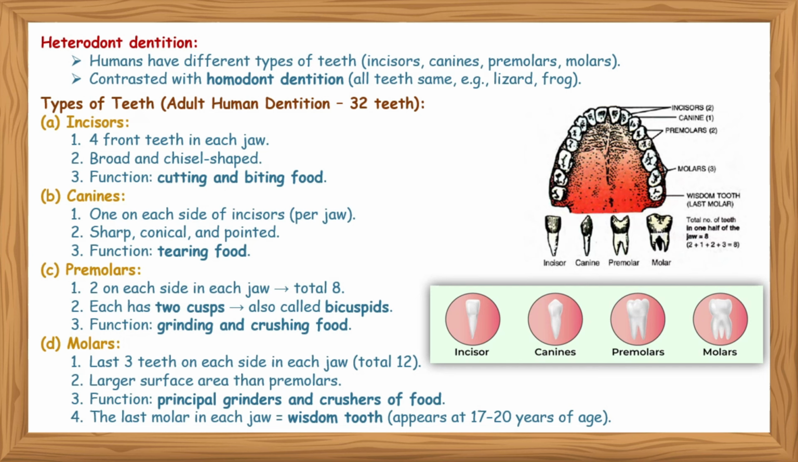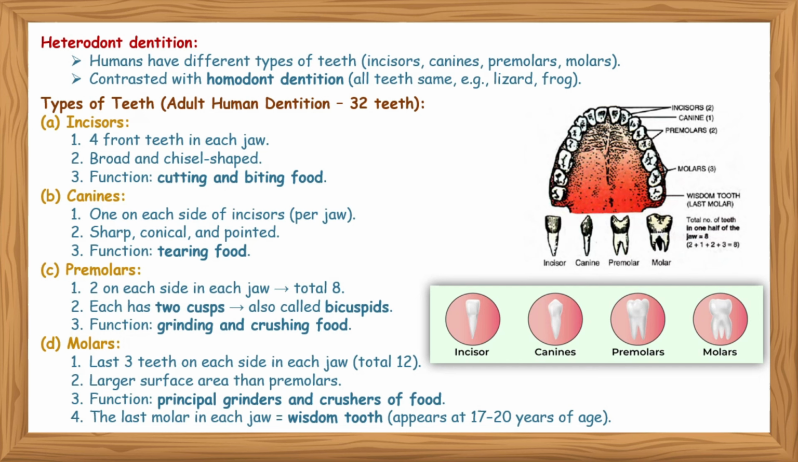Incisors are the 4 front teeth in each jaw, broad and chisel shaped. Their function is cutting and biting food. The canines are present one on each side of the incisors per jaw. They are sharp, conical and pointed. Their function is tearing food.